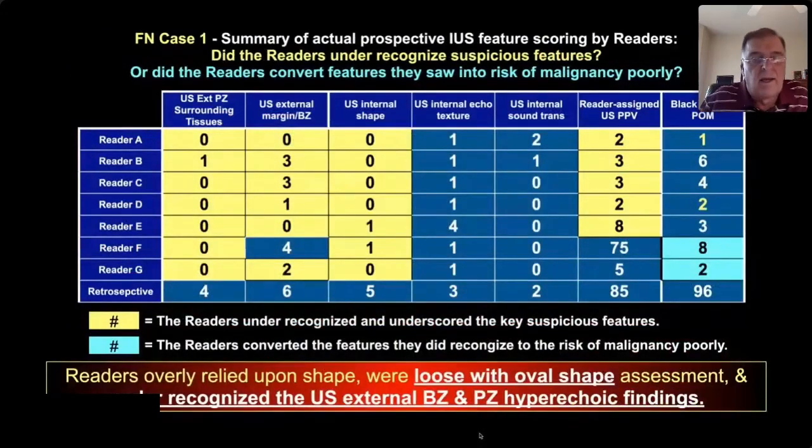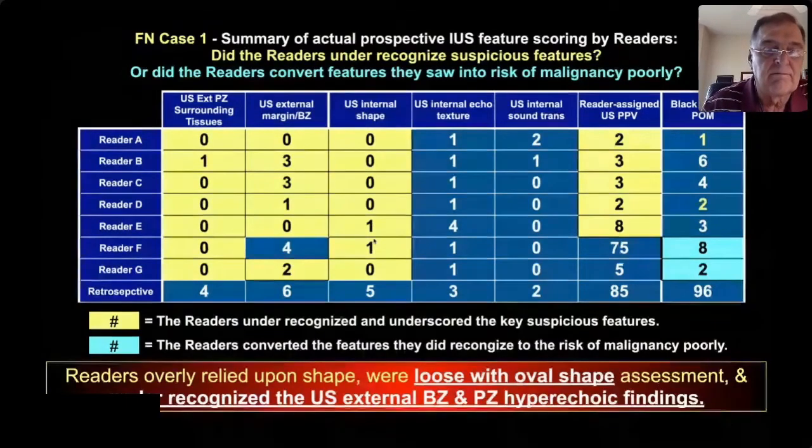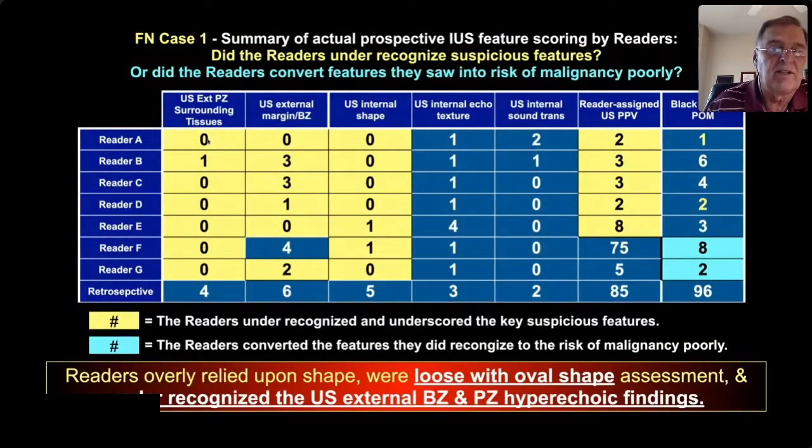Now, these scores that I put in yellow, let's start with the shape score. 0 score is flat oval. So of the 7 readers, 5 called it flat oval, 2 called it plump oval. So gross overuse of the oval shape. And I was in there, I called it flat oval too, so I made the same mistake the readers made. Now if we look at the peripheral zone, 0 means no spicules, 1 just means some artifactual shadowing. So 7 out of 7 readers didn't see the hyperechoic spicules.